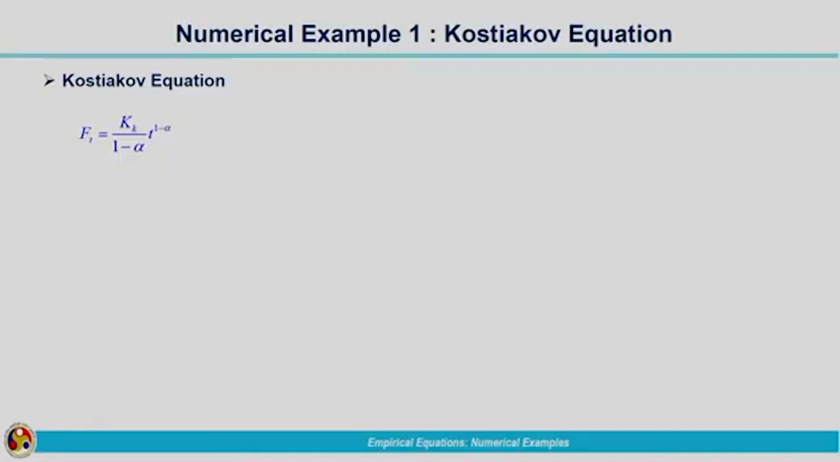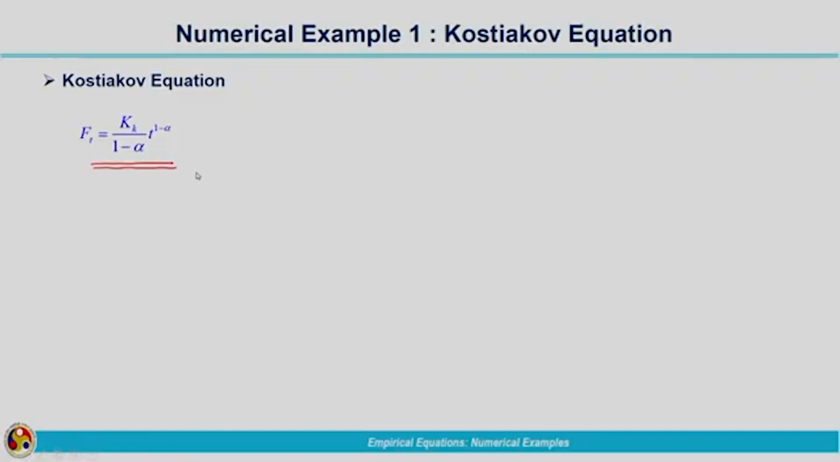Now, we will move on to finding the parameters of the Kostyakov equation. The Kostyakov equation for cumulative infiltration is given by f of t is equal to kk divided by 1 minus alpha, times t to the power 1 minus alpha. This is the expression corresponding to cumulative infiltration. In the previous slide, we saw how the infiltration is changing. The cumulative infiltration graph and the infiltration rate graph were plotted to understand how the curves look. The question only asks for the Kostyakov equation parameters.